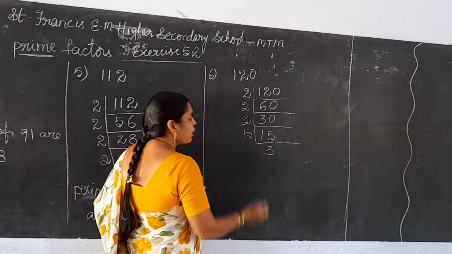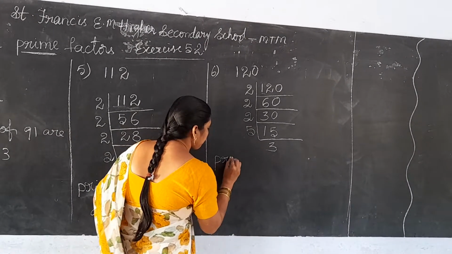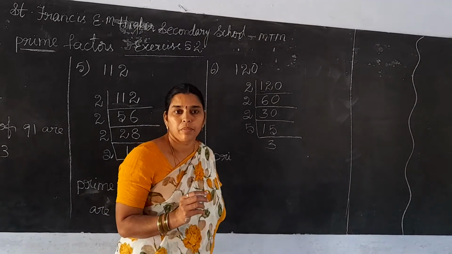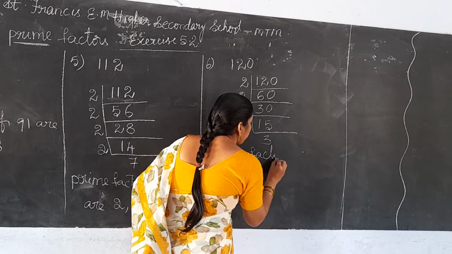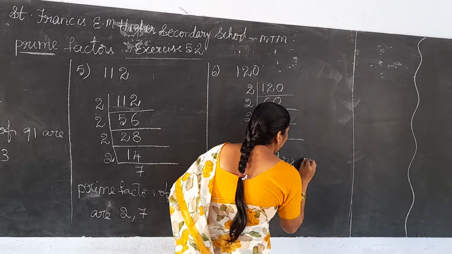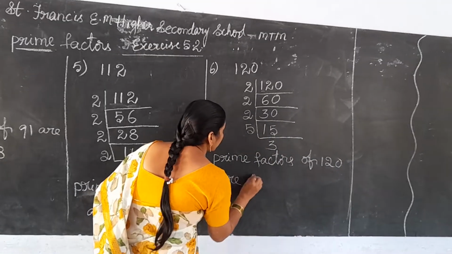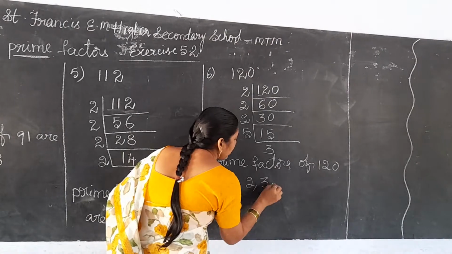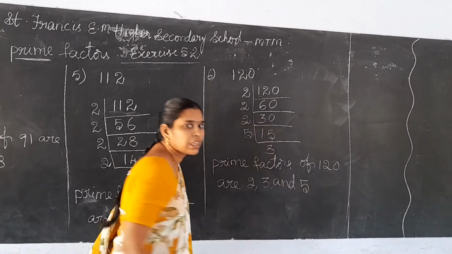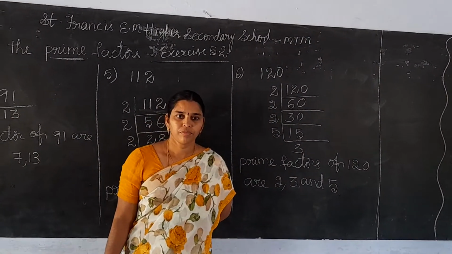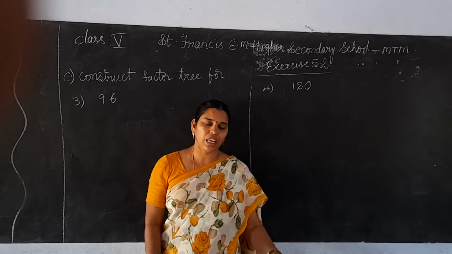The division is complete. Now write all the prime factors of 120. The prime factors of 120 are 2, 3 and 5. Is it clear children? In B Roman, the remaining sums 3, 1, 2, 3, take as homework.